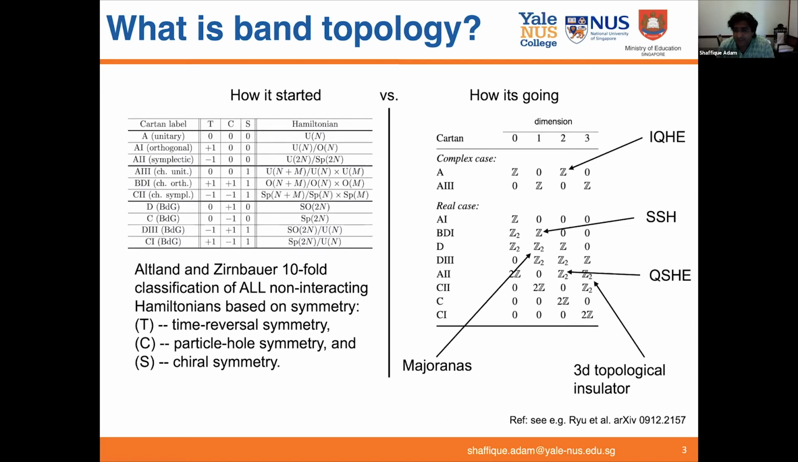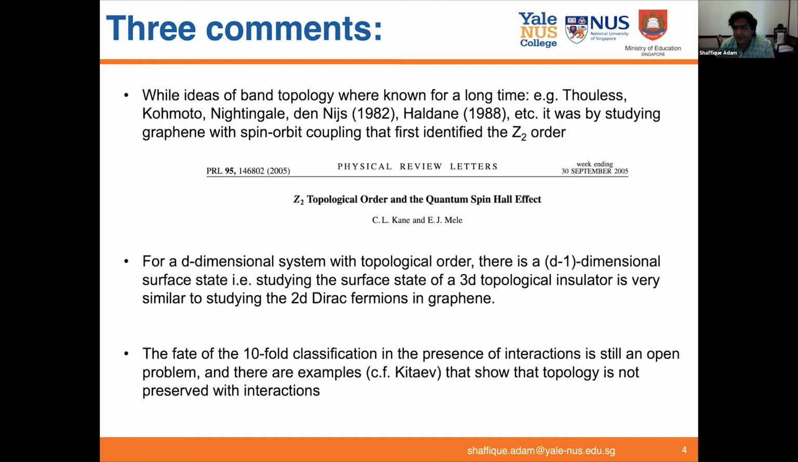And this is a nice way to look back and see things in a neat framework. But I just want to say that these ideas of band topology, while they were known for a long time, and there's the famous paper by Thouless and Haldane, it was actually studying graphene with spin orbit coupling in this paper by Kane and Mele that discovered this Z2 topological order in the quantum spin Hall effect.